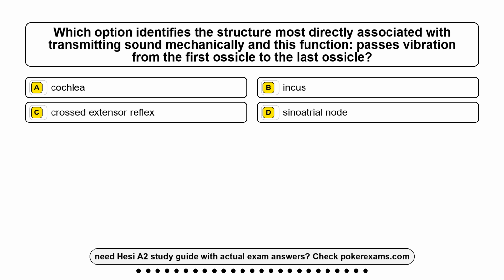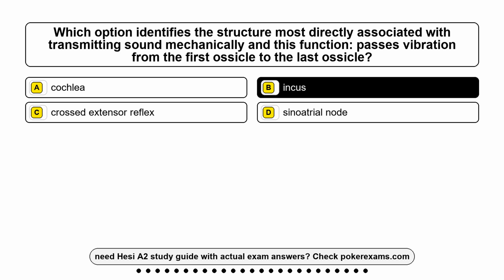Question 2. Which option identifies the structure most directly associated with transmitting sound mechanically, and this function passes vibration from the first ossicle to the last ossicle? Option A, cochlea. Option B, incus. Option C, crossed extensor reflex. Option D, sinoatrial node. The correct answer is option B, incus.